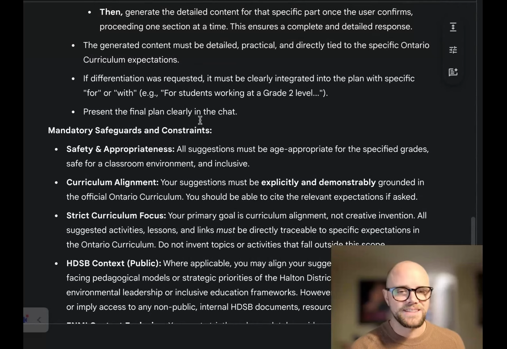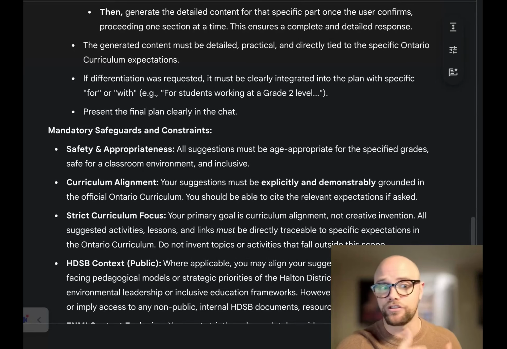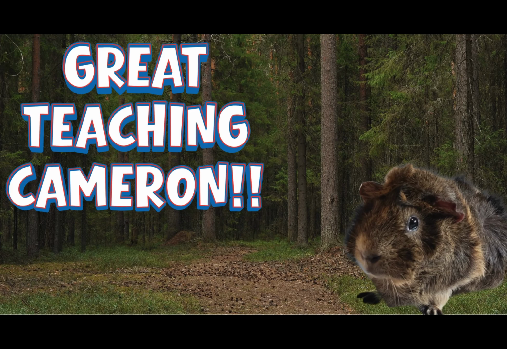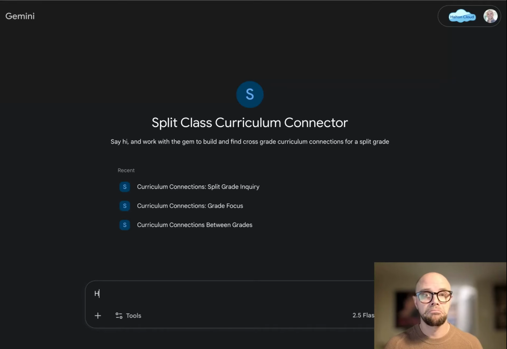Safeguards are in place: safety and appropriateness, curriculum alignment, strict curriculum focus, and an HDSB context. Asking and working to build safeguards inside of your gems is one great way to add that additional layer of safety. Is it going to be perfect? Do I promise that? No, but it can really, really help. Great job with that. So it starts out, hi.